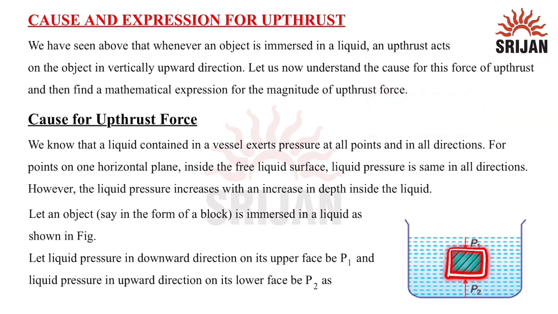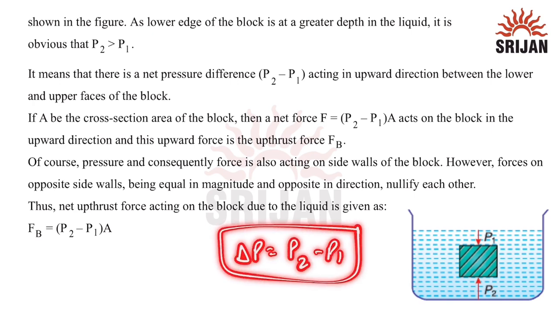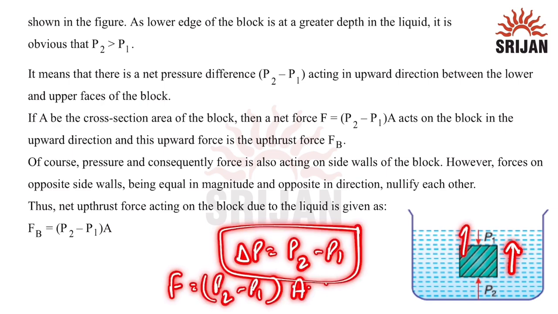Now, let us take an object or a block inside a liquid as shown in this particular figure, and let the liquid pressure in the downward direction on the upper face be P1 and the pressure in the upward direction on the lower face be P2. Now, the net pressure difference between these would be P2 minus P1, that is acting in the upward direction. Now, I can say that the net force acting would be equal to P2 minus P1 into the area. This acts in the upward direction, and this upward force is what we call the upthrust force.